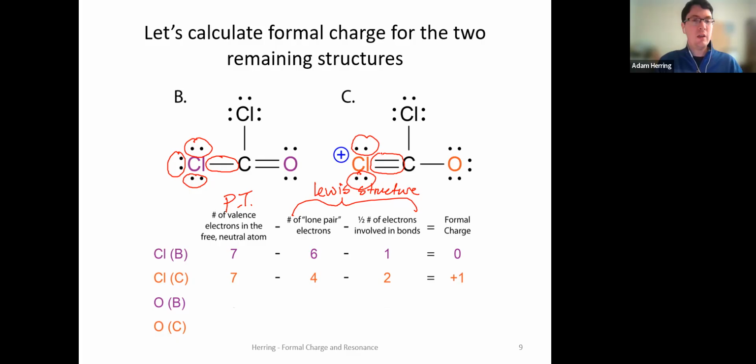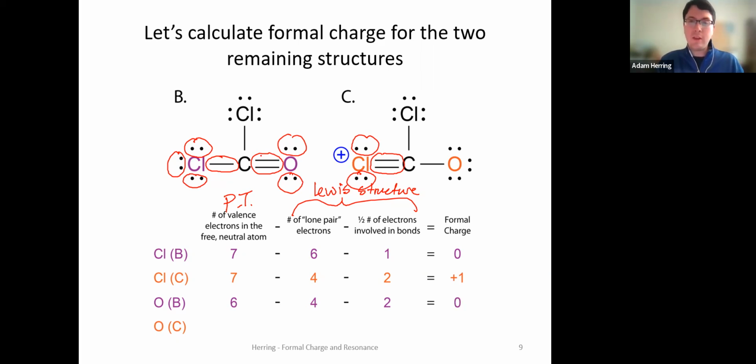For the oxygen in molecule B, it's in group 6, so there are 6 valence electrons. We have a set of lone pair electrons, 2 sets of lone pair electrons, so that's 4 lone pair electrons. And it has 2 bonds, each of them contains 2 electrons. So we add up half of those electrons, 1 for each bond. And so it has a formal charge of 0.